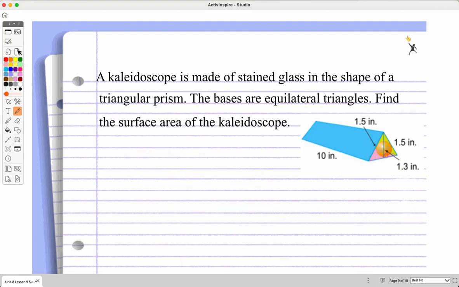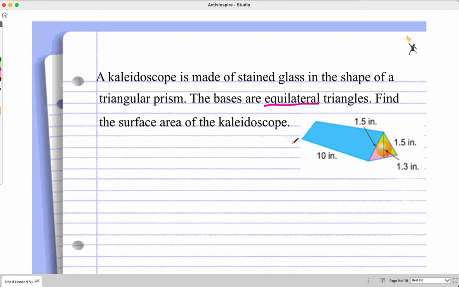All right, it's your turn to figure this one out. The kaleidoscope is made of stained glass material, the shape of a triangular prism. The bases are equilateral triangles. Find out the surface area of the kaleidoscope. Okay, so there's a key to this one. I'm going to underline it. Equilateral, which means what? All sides are the same. So go ahead and pause your video and see if you can find out the surface area of our kaleidoscope.